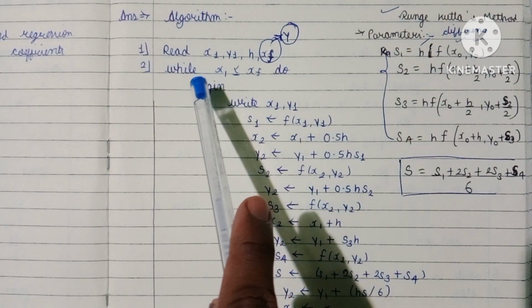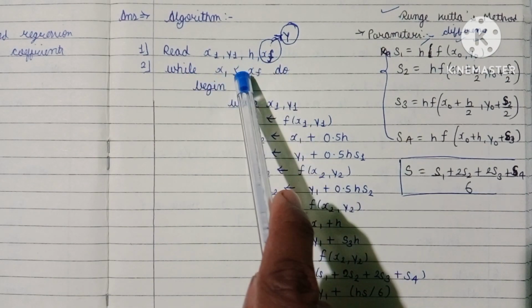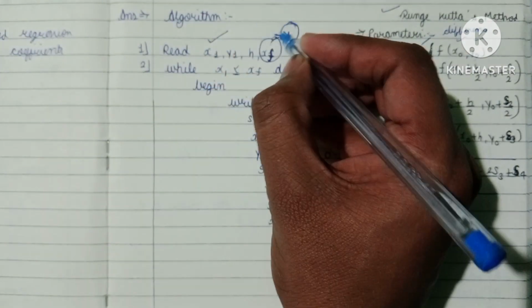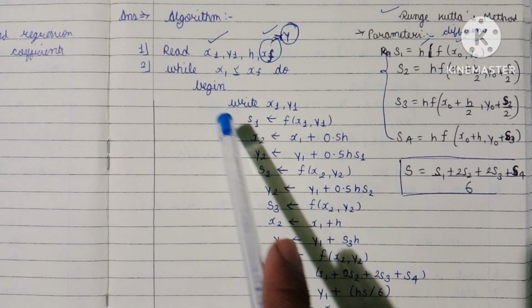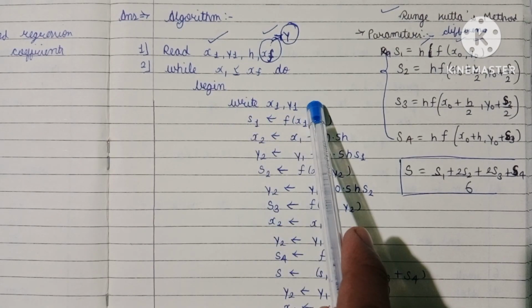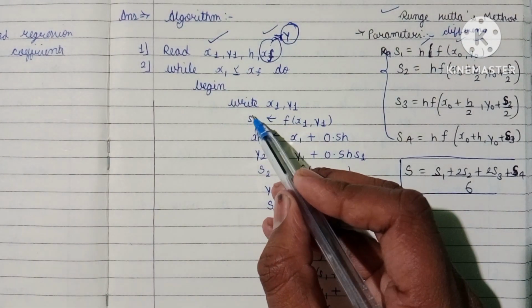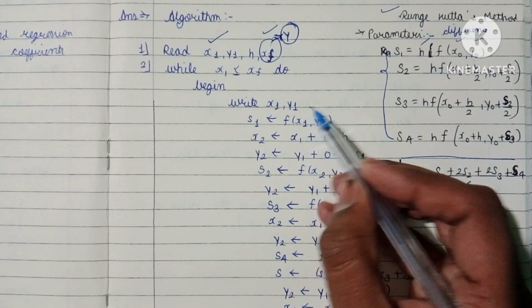The second statement is a loop, which is a while loop from x1 to xf. It starts with the first value and ends with the value whose y value we want to identify. So it starts, and firstly we will write x1 comma y1, and then we store s1 as h of f of x1 comma y1, which is the first value.